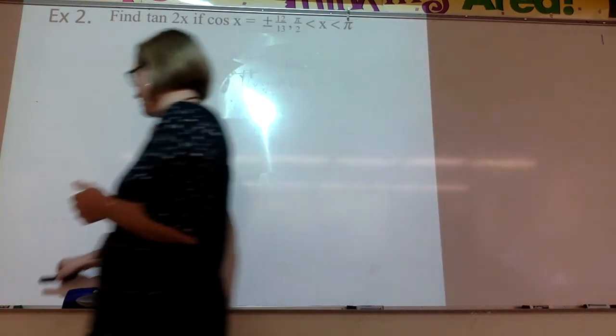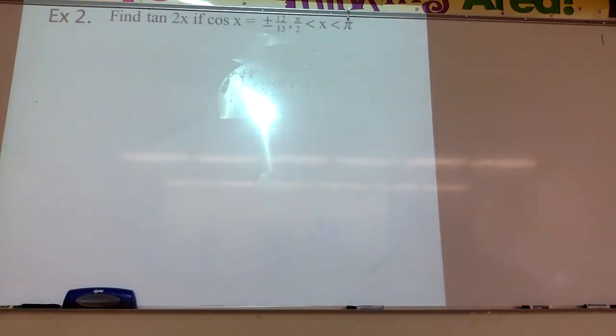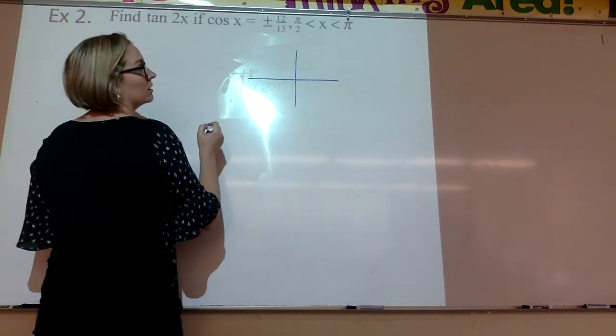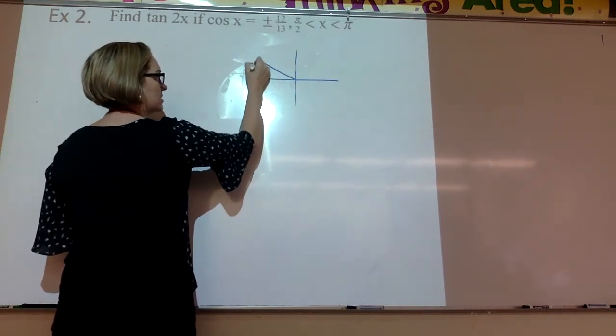So if I look at example 2, I only have one formula. Again, I've got this same idea of setting up a triangle. Now, this is something that's going to start to happen more and more frequently. Do you see how the cosine of x equals plus or minus 12 over 13? Okay, look at your restrictions. What quadrant should I be drawing my reference triangle in? 2 it is. Okay, 2.